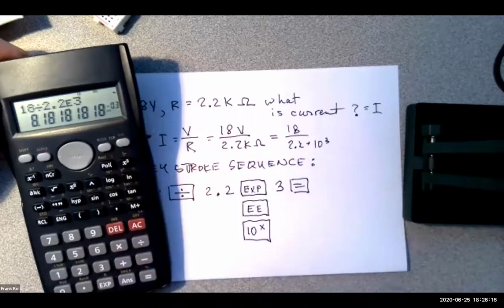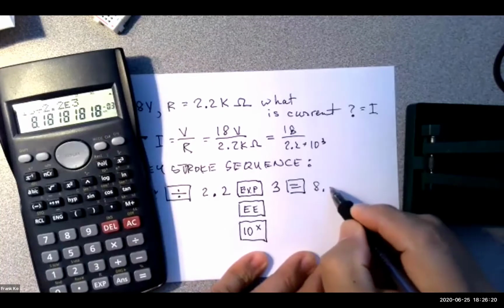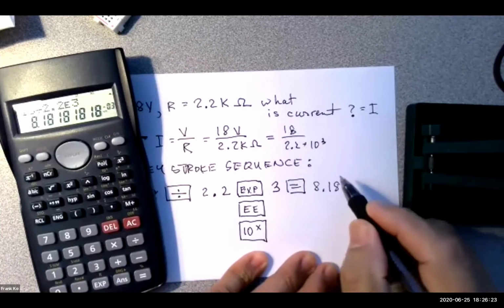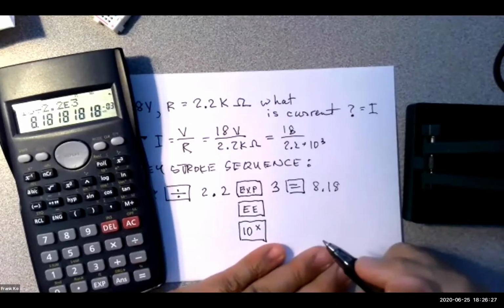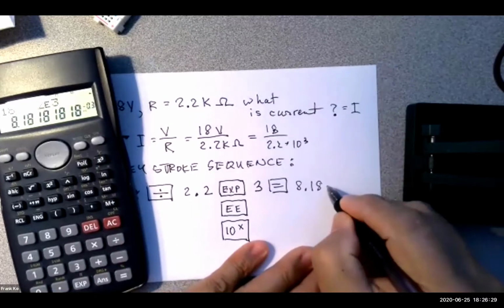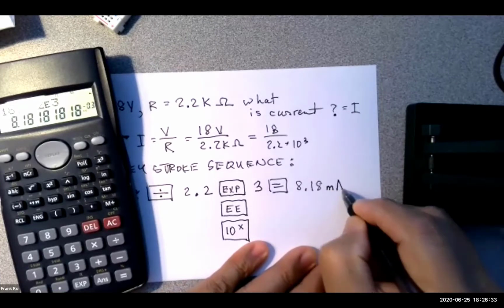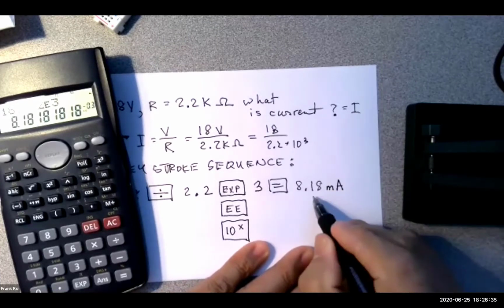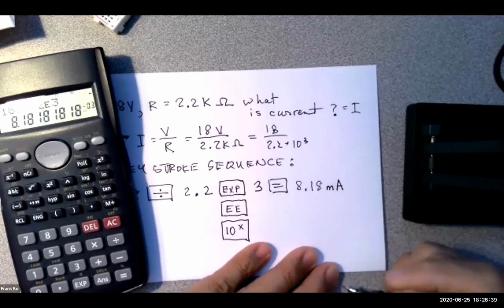Now, we would write this down as 8.18. And exponent -3, if you look on your chart, was milli. So you write this as a lowercase m, and you write this as a capital A. Very important: you use case. Everything is case sensitive as you write it, okay?